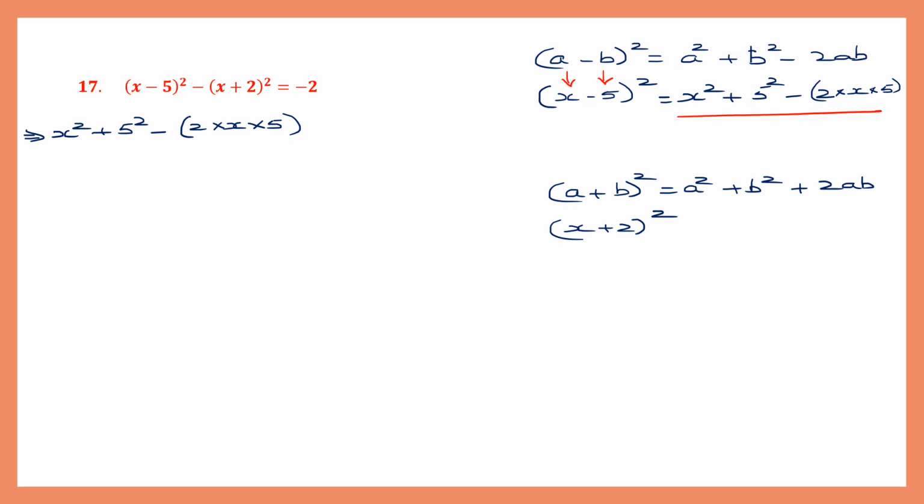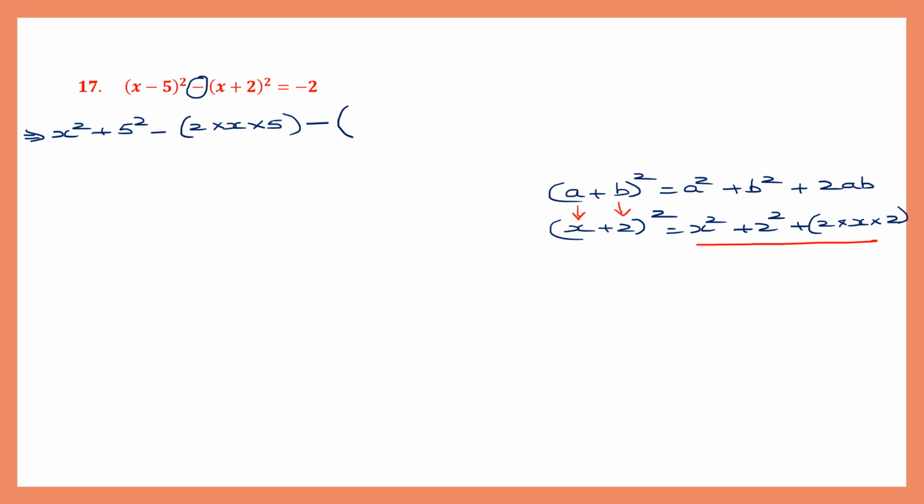That means a is going to be x and b is going to be 2. So a square means x square, b square means 2 square, and then 2ab is 2 into x into 2. So let's write this whole thing here on the left hand side. So that becomes minus, remember we have a minus sign in between, so we'll write minus and we'll put that whole thing in brackets. That is x square plus 2 square plus 2 into x into 2.